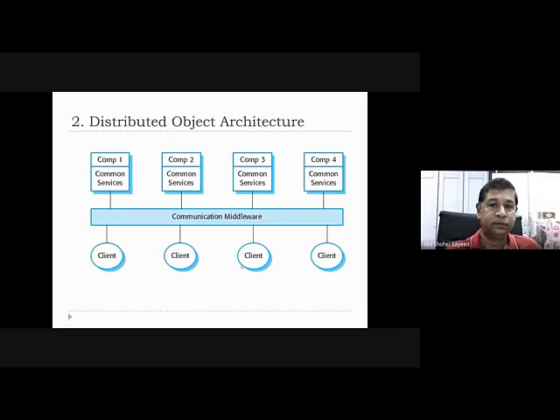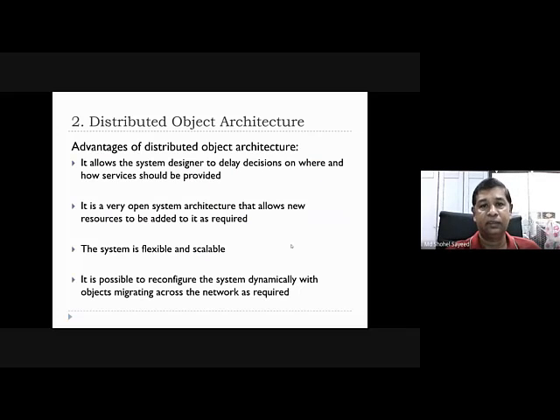Next, look at this figure. So you see, this is the whole object architecture. Computer 1, the common services linked with the client. Then the second one, computer 2, common services. In between there is what we call the communication middleware. Middleware communication is there, so each is connected with each other and they can give service to each other through the object components. Correct?